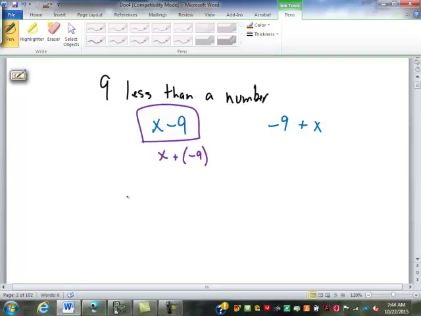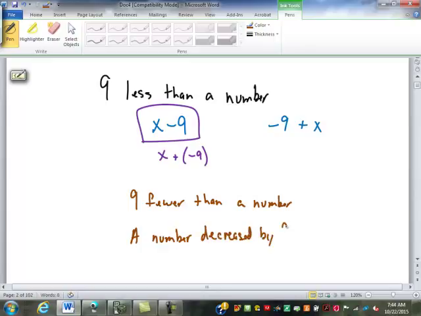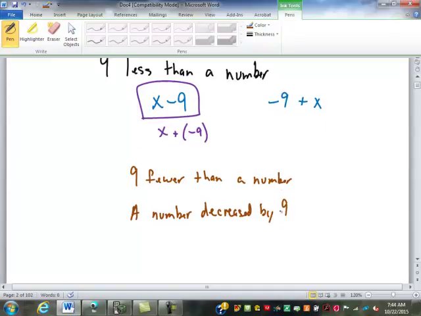Nine fewer than a number, or 9 fewer than an original value. Very good. Any others? I'm going to throw out a number decreased by 9. Anything else you can think of? Just say minus, yeah. You could do a number minus 9 or negative 9 plus a number.